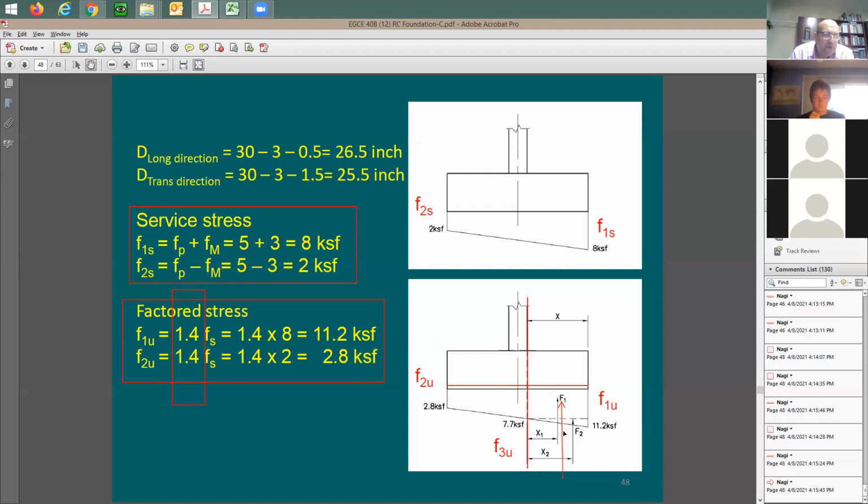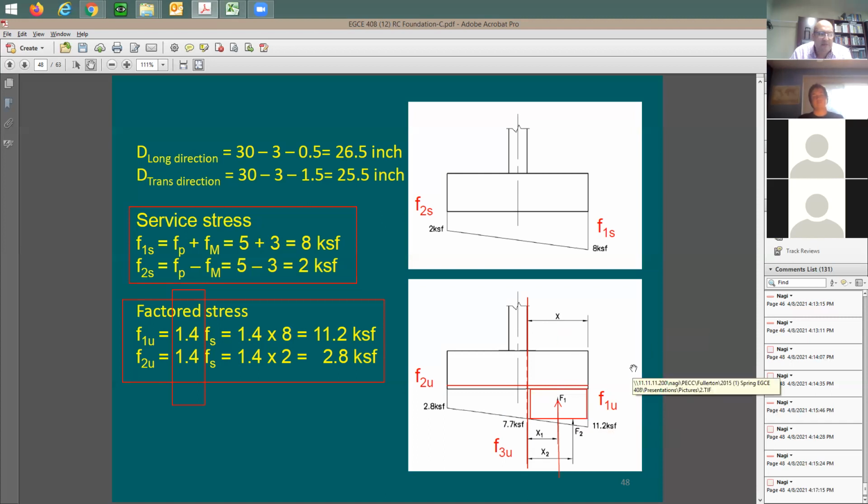Now I'm going to have here two forces. One of them is going to be called F1 and the other one is going to be F2. F1 is going to be for this rectangular section, this rectangular distribution. And this force equals 7.7, which means the height of this rectangle times the distance x multiplied by the total width of the footing.